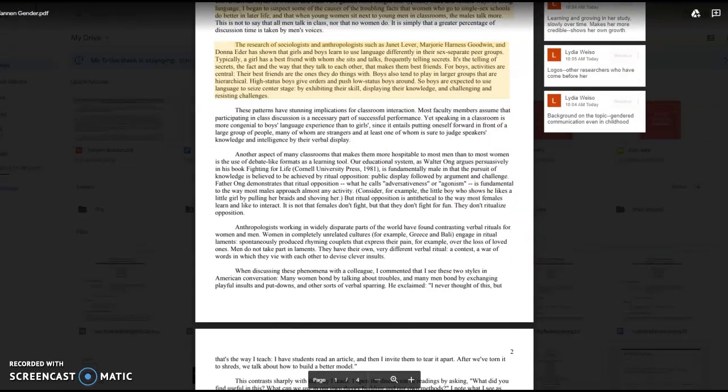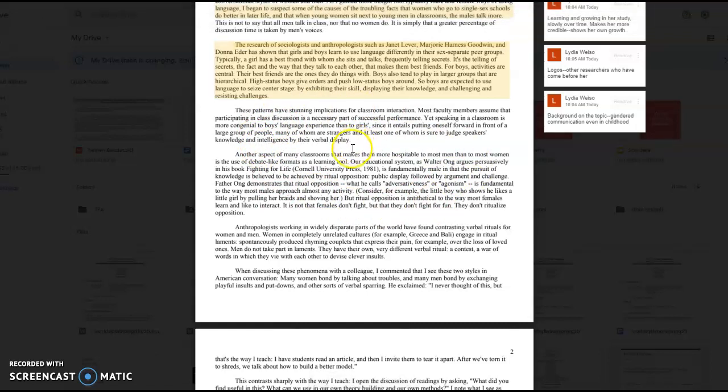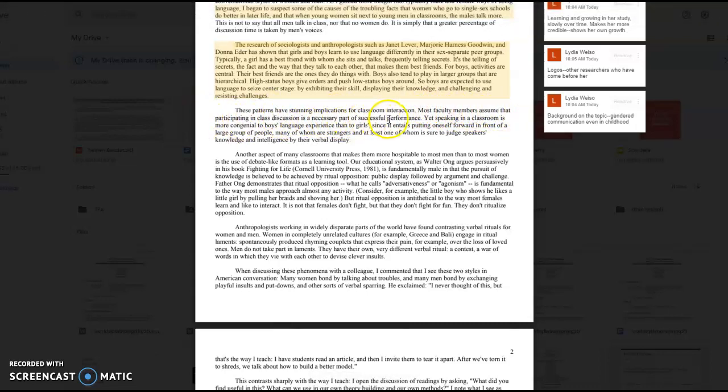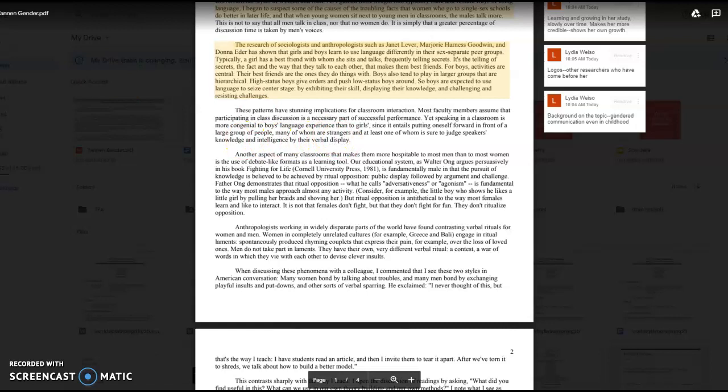So if we move on down, we see that she then shifts to discussing how this gendered communication operates in the classroom space. She says, "These patterns have stunning implications for classroom interaction. Most faculty members assume that participating in class discussion is a necessary part of successful performance. Yet speaking in a classroom is more congenial to boys' language experience than to girls, since it entails putting oneself forward in front of a large group of people, many of whom are strangers, and at least one of whom is sure to judge speakers' knowledge and intelligence by their verbal display." So then she narrows this down to her actual topic.